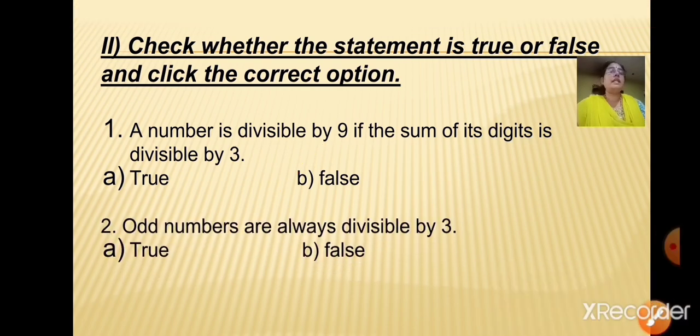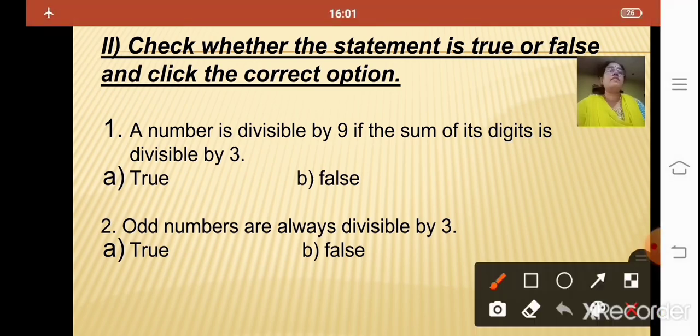So you have to read the test of divisibility carefully. Now, odd numbers are always divisible by 3. Is it correct? No, it is false. It is not necessary that odd numbers are always divisible by 3. So both the statements are false.